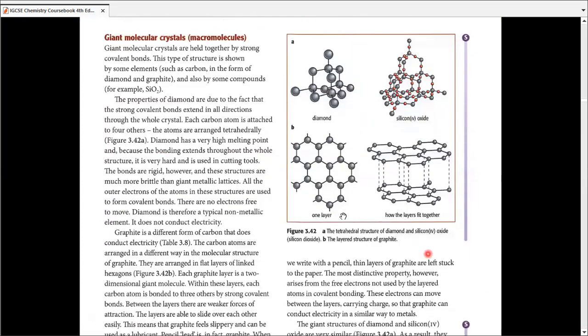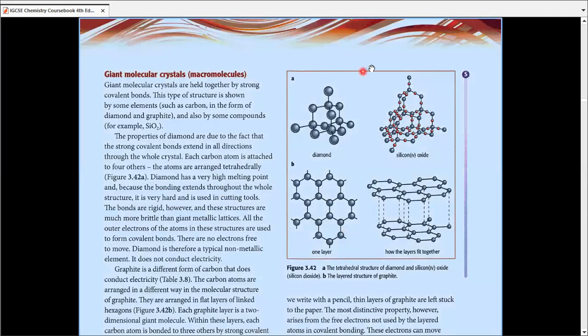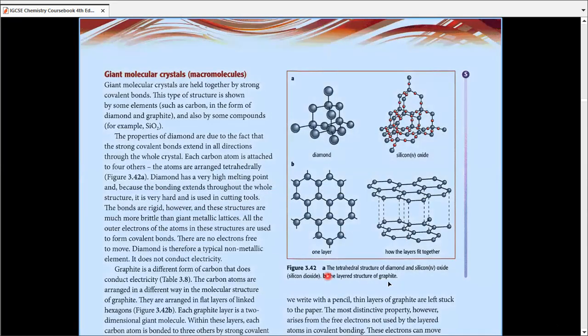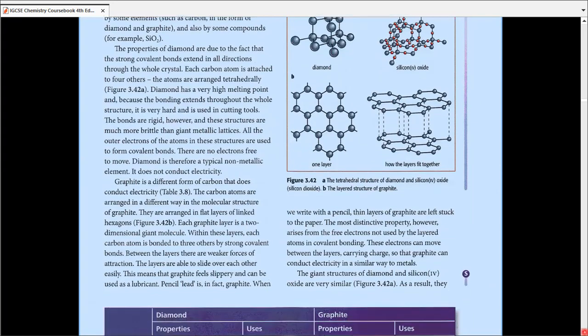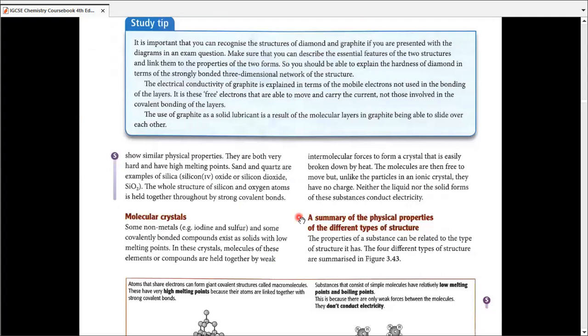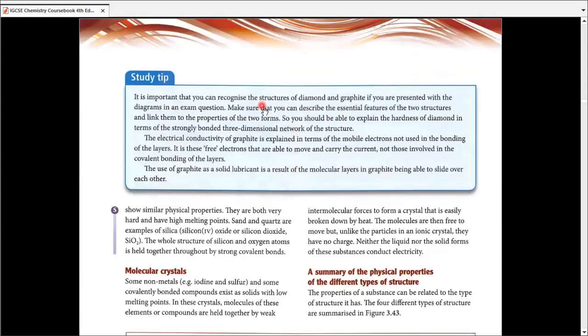Up next is the macromolecules, the topic we have been keeping pending for a lot of time: the giant molecular crystals and the simpler molecular compounds. So we have just two small topics, hardly two pages left out of chapter number 3, but I'm not going to do them today. I'm hopefully going to cover them tomorrow, if that's fine with you.